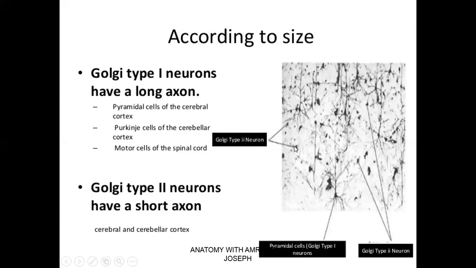These have short axons. They are seen in the cerebellum and the cerebrum. The cerebellum and the cerebrum have different layers, so in some layers you will see Golgi type 1, and in some you will see Golgi type 2.